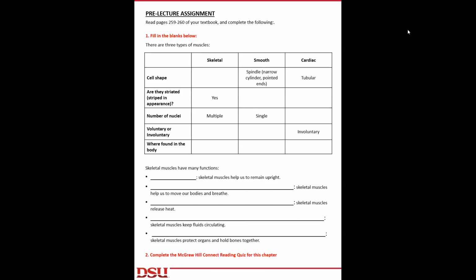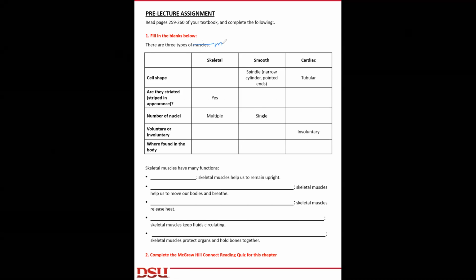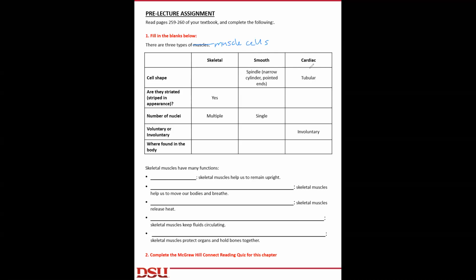A couple of small corrections here. Sorry, let me get my pen going. This should say three types of muscle cells. So yes, you've got skeletal muscle, smooth muscle, and cardiac muscle. Cardiac muscle, as you probably infer, is only found in the heart, and it is unique because it has a combination of traits from skeletal and smooth muscles.